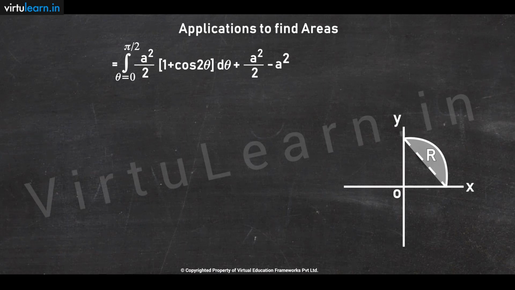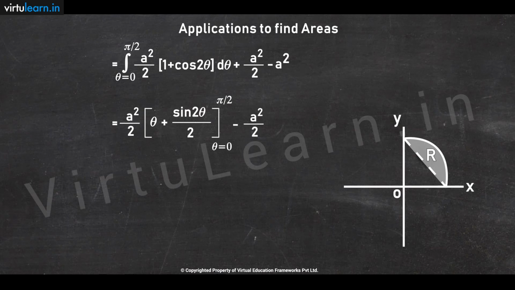Now we can easily perform integration for the first portion to get a square by 2 into theta plus sin 2 theta by 2, to be evaluated at theta is equal to 0 and pi by 2, and then the second part on simplification is minus a square by 2. So further substituting the limits, we get a square by 2 into pi by 2 minus a square by 2, or a square by 4 into pi minus 2.